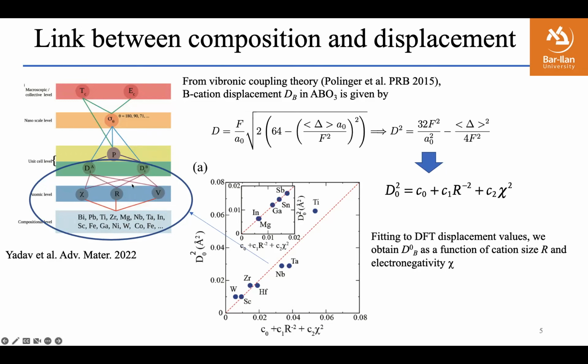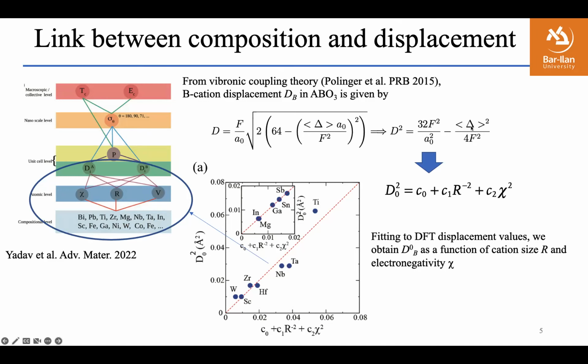And so we know from DFT calculations that if you have big ions and ions which are less covalent, they will displace less. If you have ions which are small and more covalent, they will displace more. And this can also be derived from the Weber coupling theory paper published in PRB 2015. In the end, you have an expression for the intrinsic displacement, how much the ion wants to displace in its O6 octahedron, and that's proportional to the stiffness, which is related to ionic size.